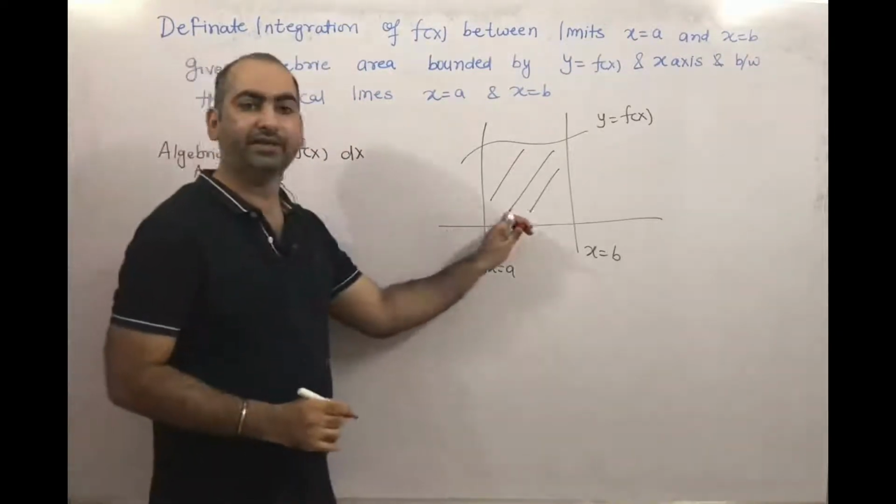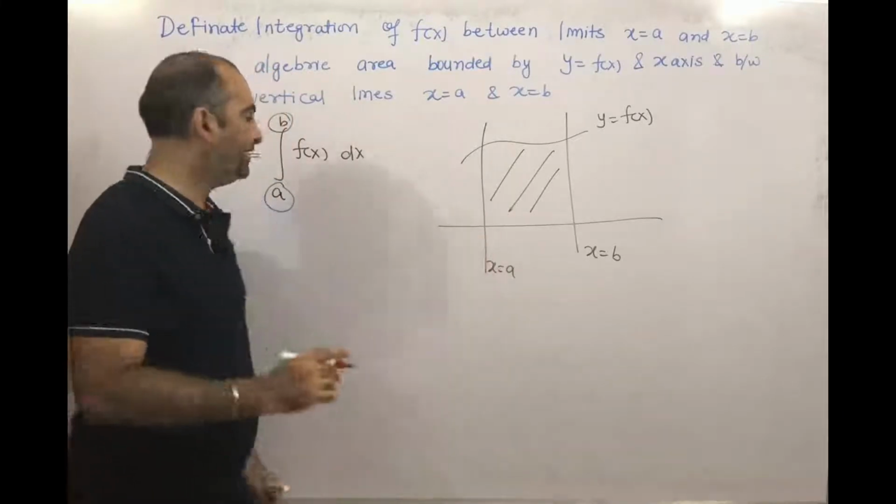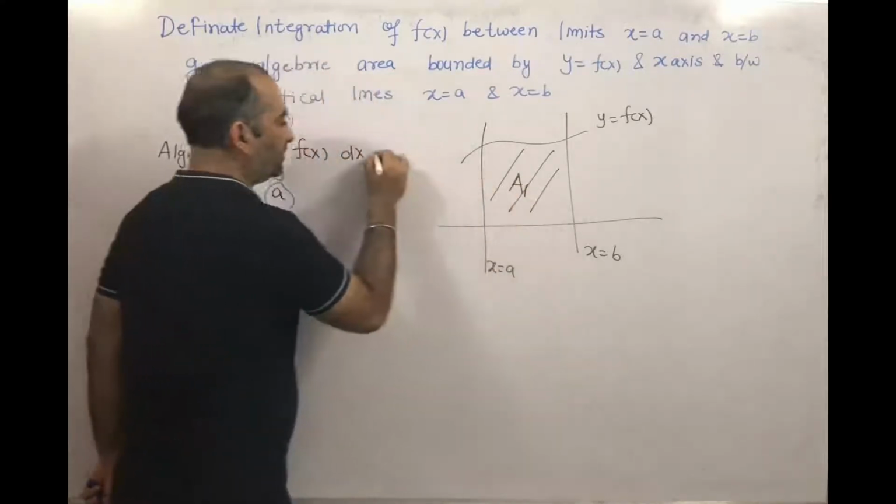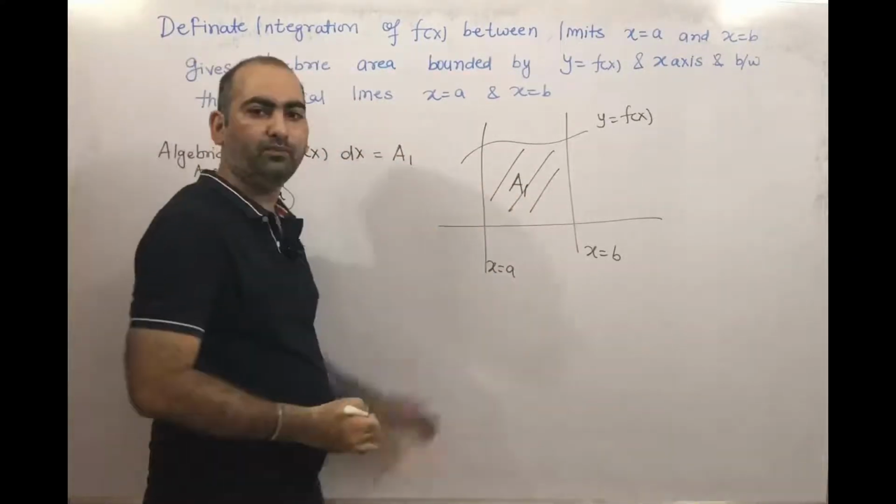Then this area will be taken as integration of a to b f(x) dx. So this area, suppose A1, it will come A1, and this area will come positive.